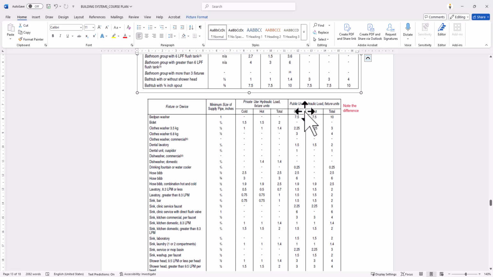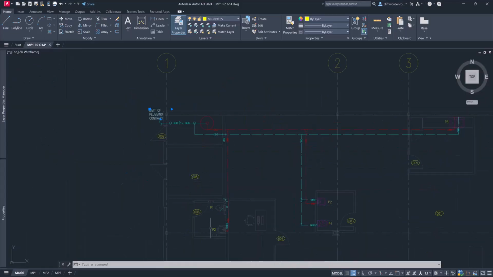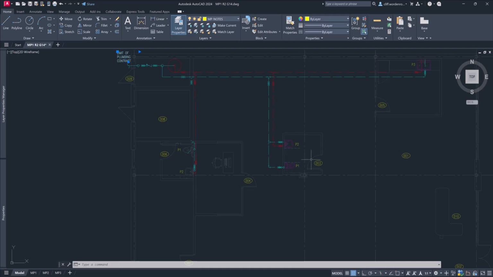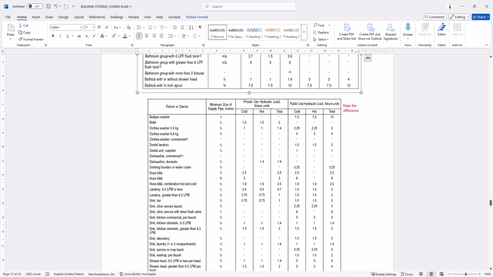Then we have these columns, right? So let's go through those. The first one is private use hydraulic load fixture unit. Private basically means that this space is only used by, say, several people. An example of this would be this building. This washroom group that's in the back of the building would be a private washroom, right? This washroom that's out in the retail section would be a public use. You'll see the numbers will be larger for this system as compared to this system. So we have public and private.